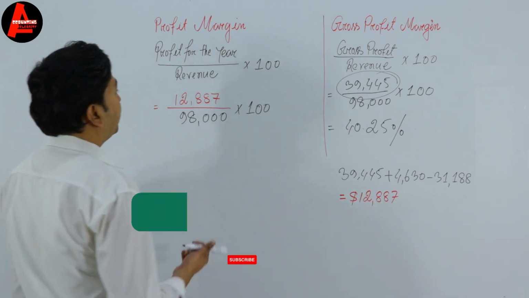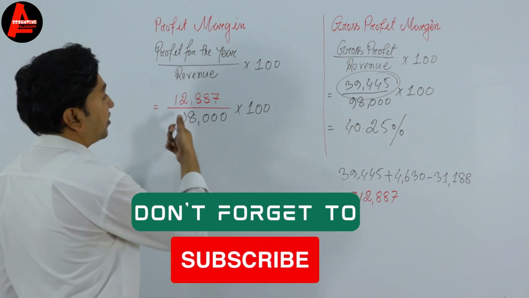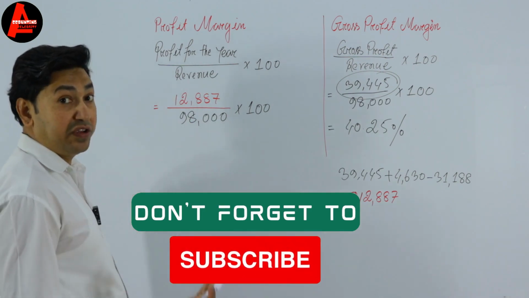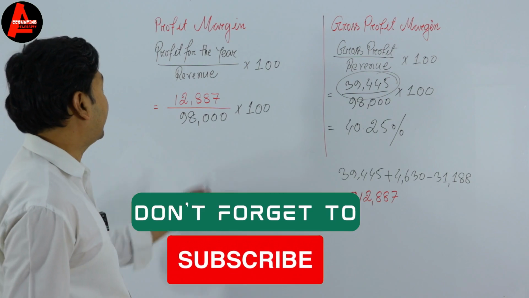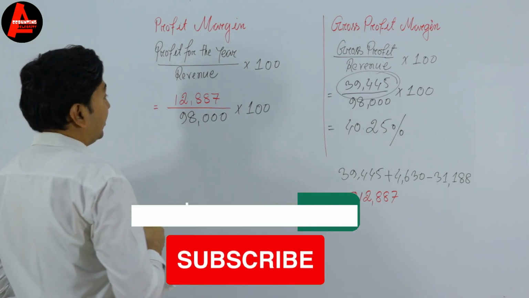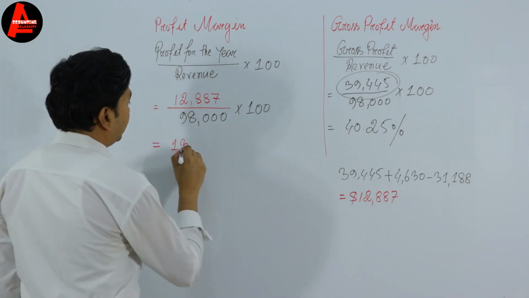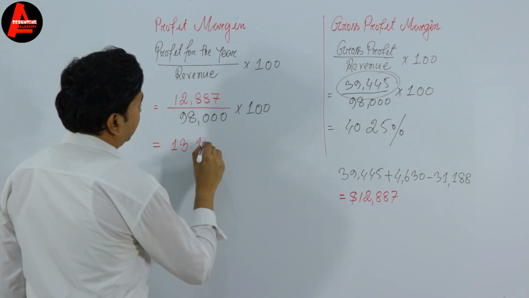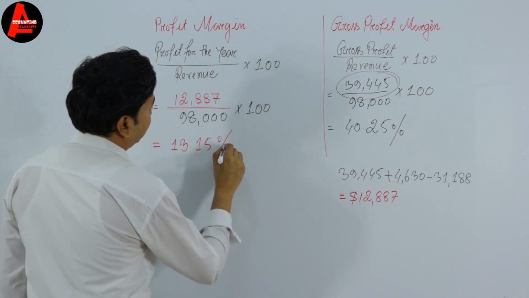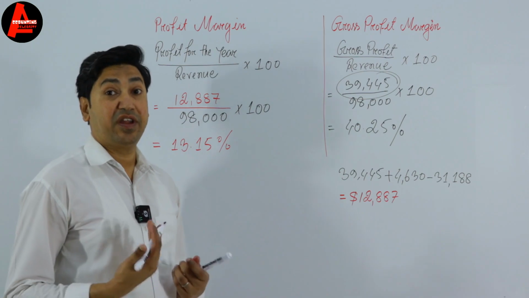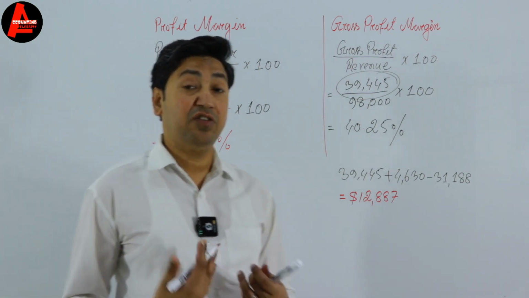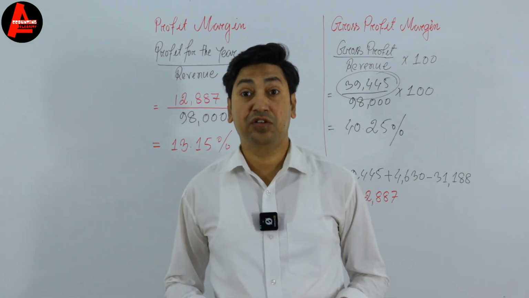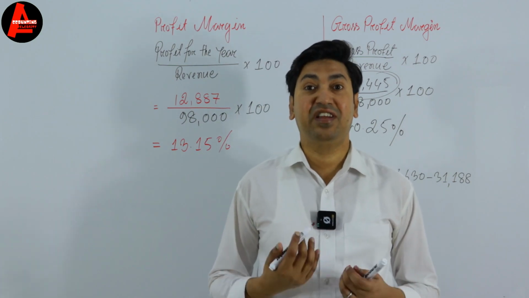Okay, so now if we multiply this profit for the year by 100, then we divide the answer by $98,000, we get here 13.15%. Okay, so the next tutorial will be very important because there I will show you how to figure out rate of inventory turnover.